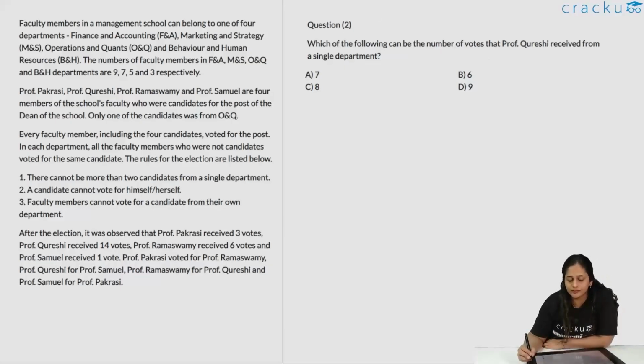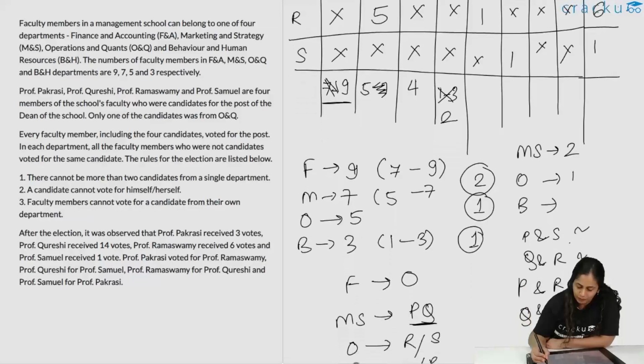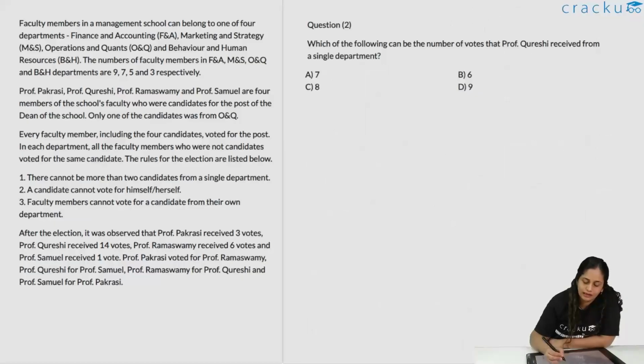The second question is, which of the following can be the number of votes that Qureshi received from a single department? So from a single department, Qureshi received 9 votes or 4 votes. R can be from the O department. So basically the total from the O department can be 4 or 5. If R is from the O department, it is 5 votes. If R is not from the O department, it is 4 votes. So the possibilities are 9 votes, 4 votes or 5 votes. Of the options, only 9 is the correct answer. So the correct answer is option D.